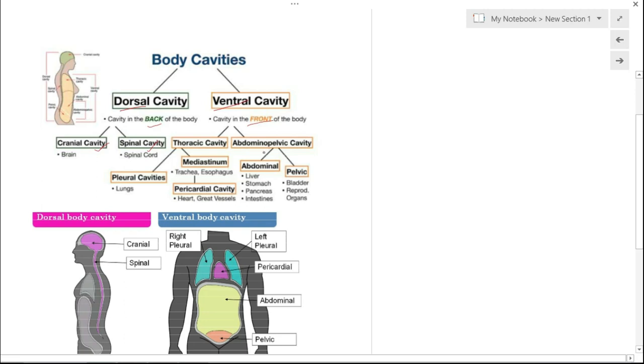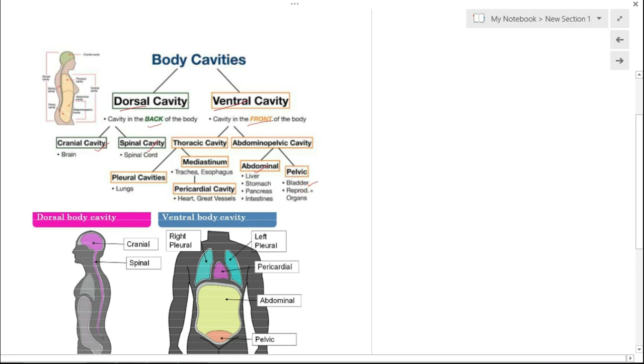Okay, thoracic cavity and abdominopelvic cavity. We will see abdominopelvic cavity first. Abdominopelvic cavity is again classified into two types, that is abdominal cavity and pelvic cavity. Okay, abdominal cavity, what are the organs present in the abdominal cavity? Liver, stomach, pancreas, intestine, etc.